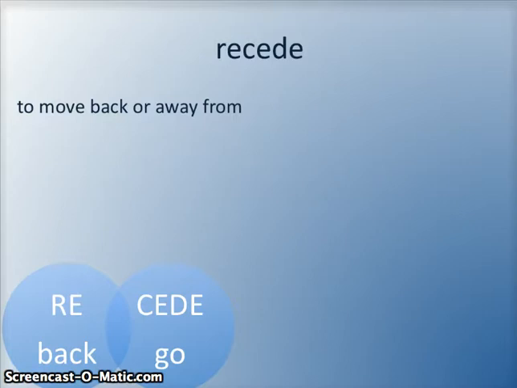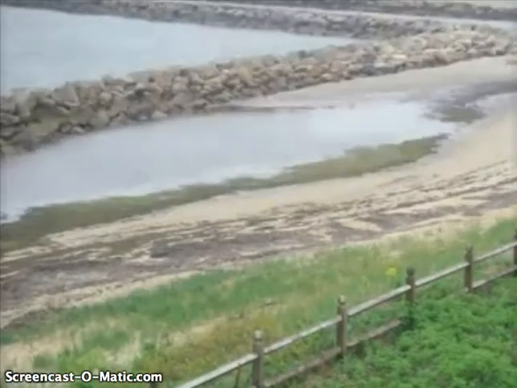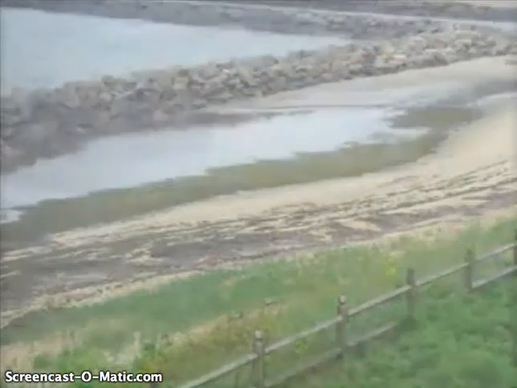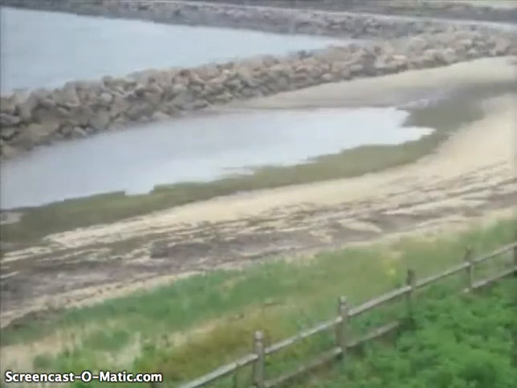Recede is our next word. It means to move back or away from, because the root re means back and cede means go. So go back. Let's take a look at what this looks like. So here you see the water receding. It's going away. This is the tide going out. So it's receding. It's going away from the shore.